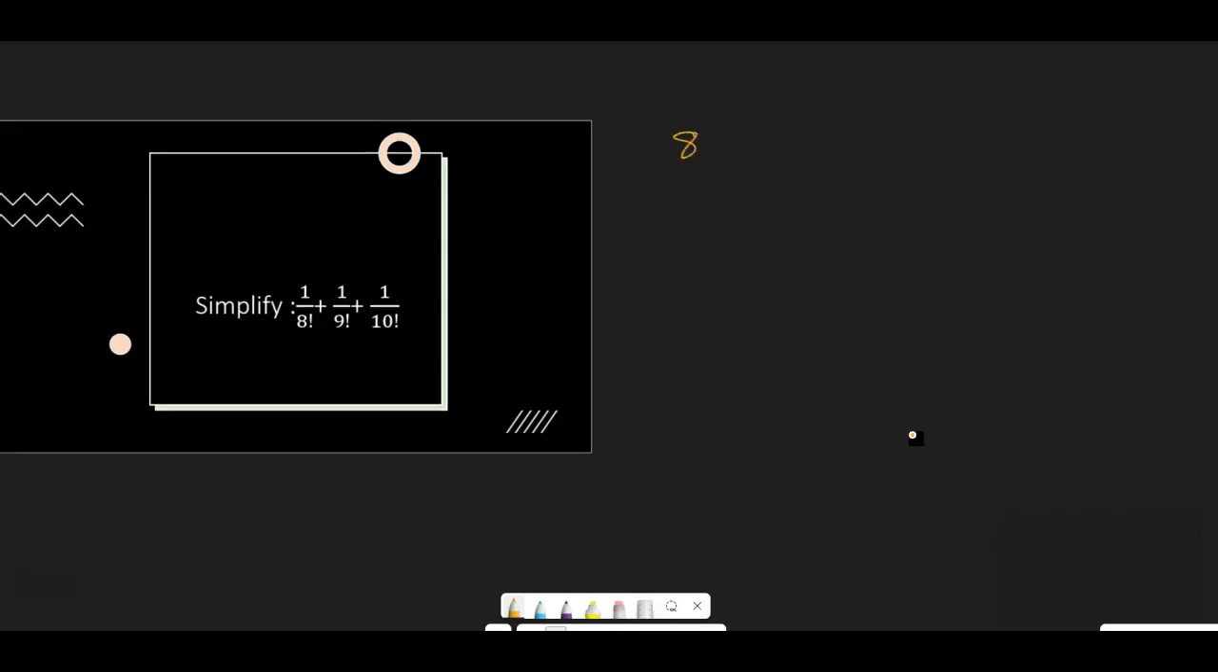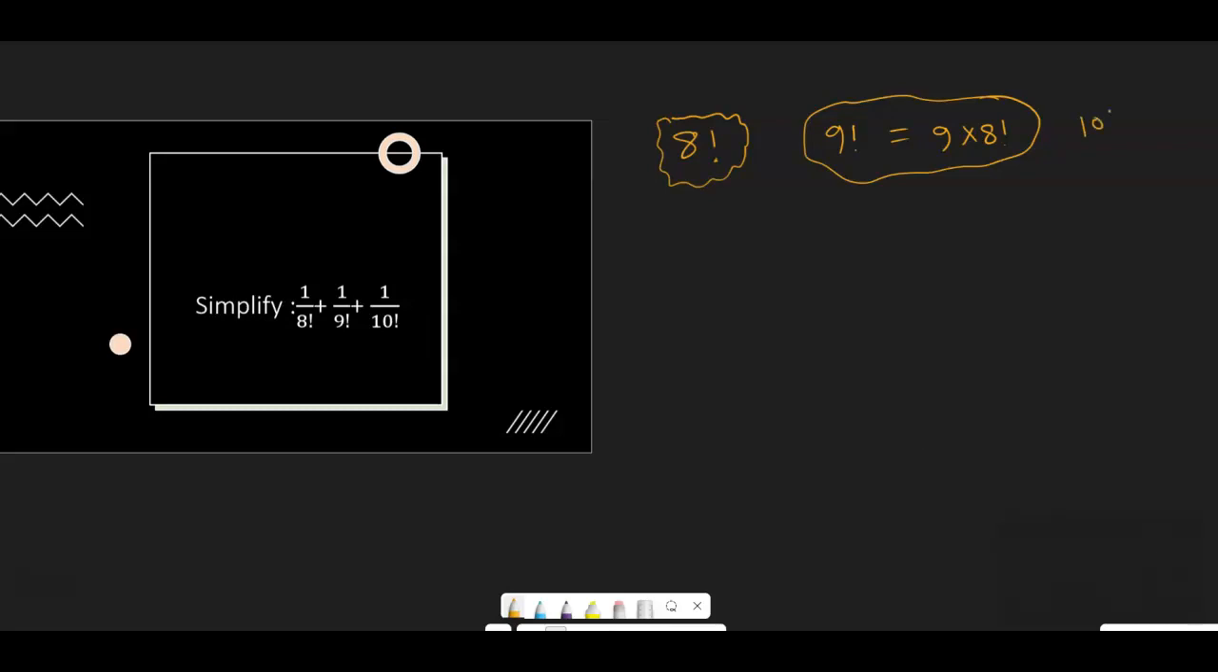Factorial 8 is factorial 8 only. Why will I keep it the same? Because out of factorial 8, factorial 9 and factorial 10, this factorial 8 is the least one. But 9 factorial, we can express in terms of factorial 8. Okay, 9 factorial is this.